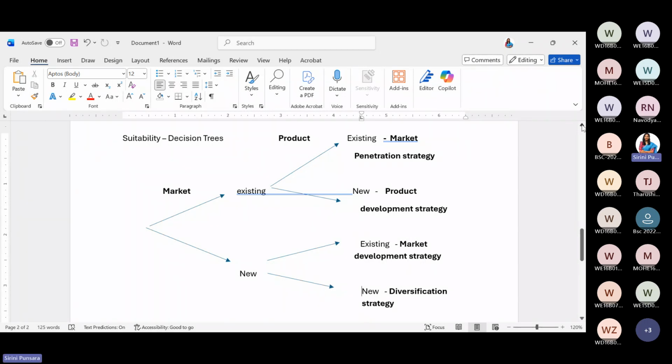Right. So those are the tools we can use to measure suitability. First one, SWOT. Second one, ranking method. Third one, decision trees. Fourth one is scenarios. Scenarios in the sense it's kind of like a descriptive analysis where you will be taking future possible scenarios.